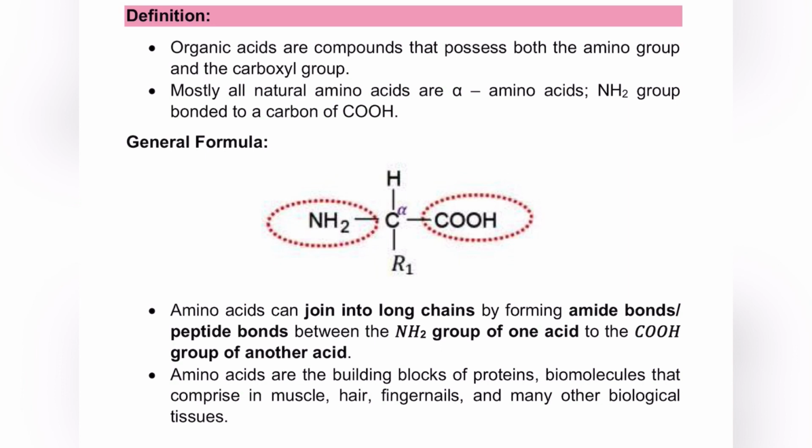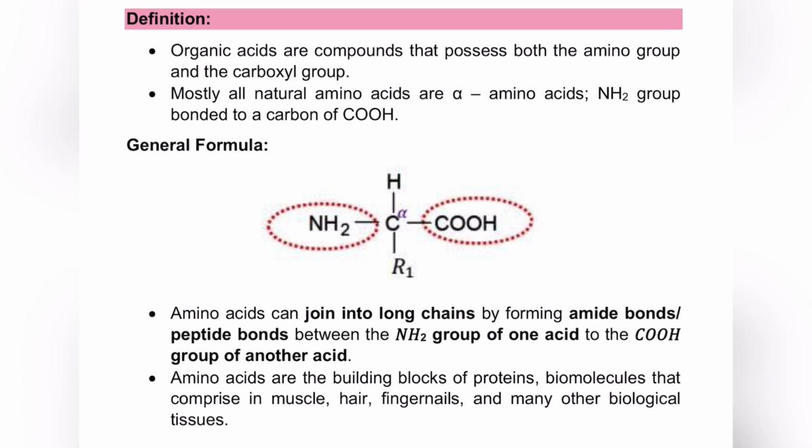Amino acids can also join into long chains by forming peptide bonds or amide bonds, so they can make long chains of polymer. This is between the NH2 group of one acid and the COOH group of another acid. So we have two amino acids combined together by making a peptide bond. Amino acids are also known as building blocks of protein, biomolecules that comprise our own body such as muscle, hair, fingernails and many other biological tissues.